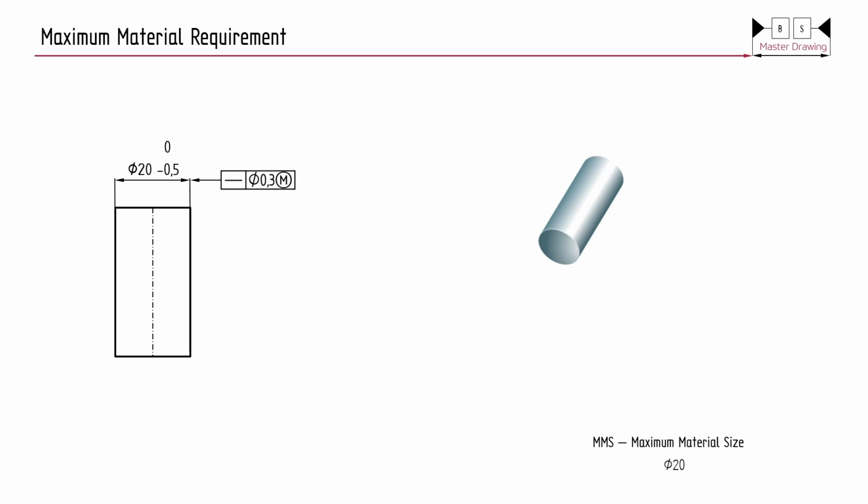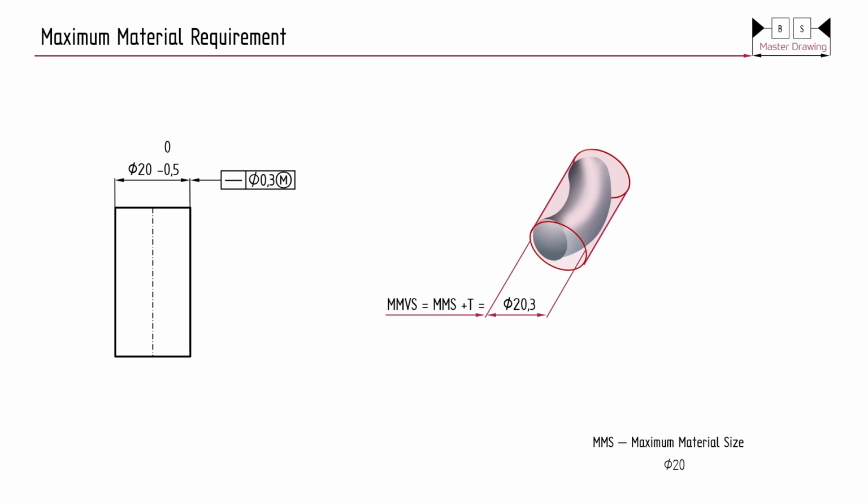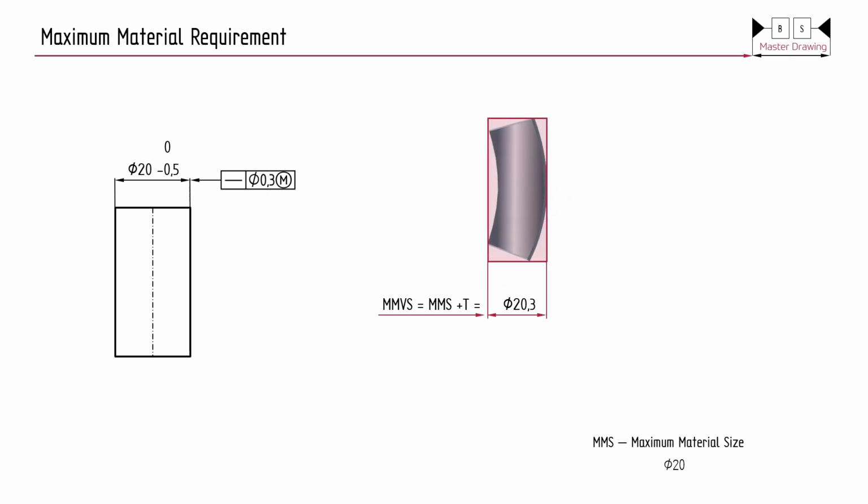The maximum permissible deviation of the median line, according to the drawing, is diameter 0.3. However, the maximum material requirement removes the default interpretation that defines a tolerance zone for the axis and replaces it with an envelope surface that the shaft surface must not exceed. This envelope is the maximum material virtual size, whose size is the sum of the maximum material size and the geometric tolerance. For a shaft, the maximum material virtual condition is a virtual hole that represents the assemblability limit.